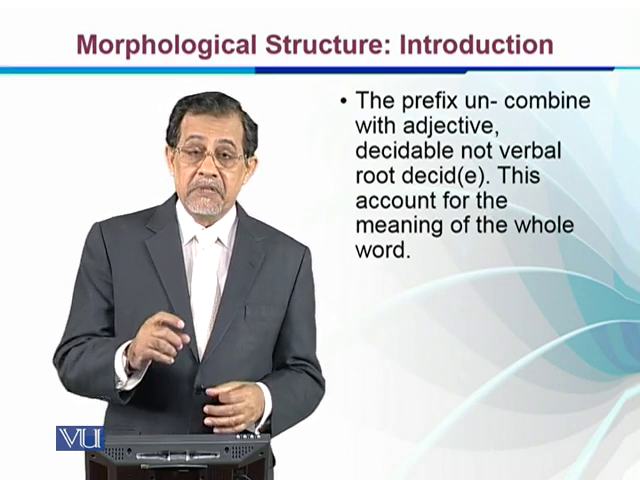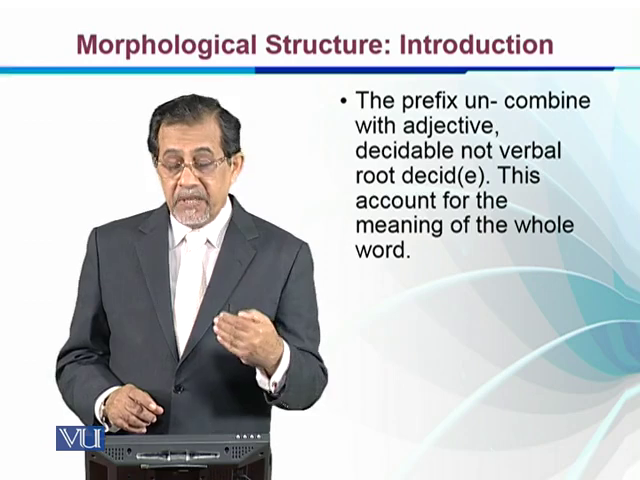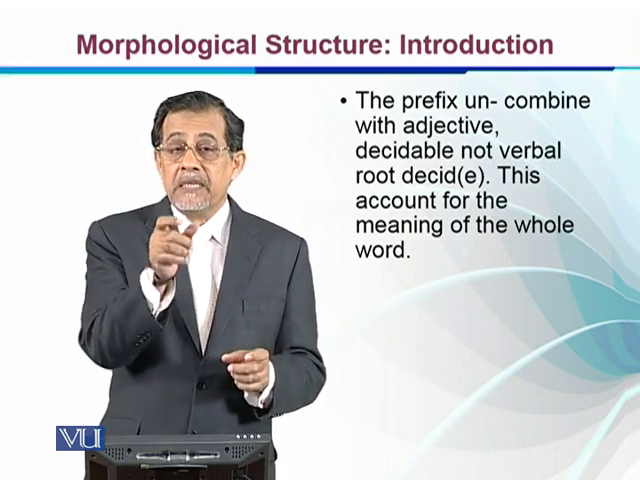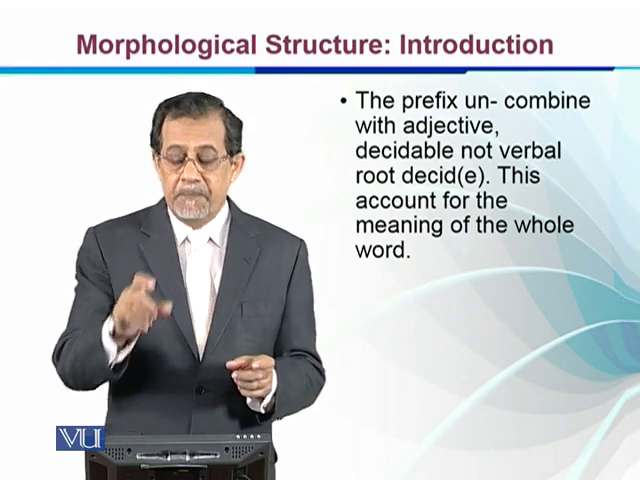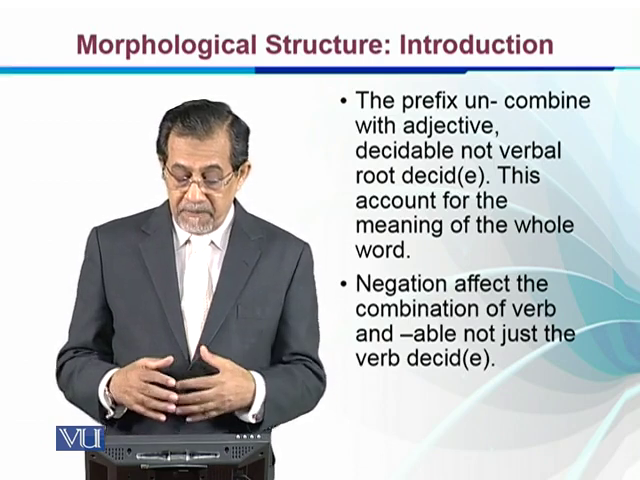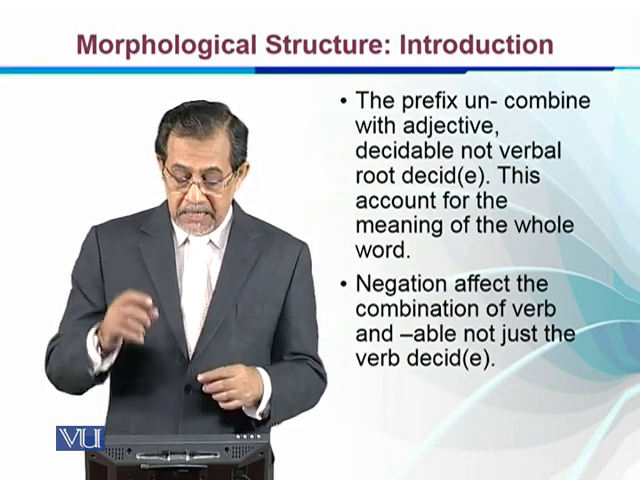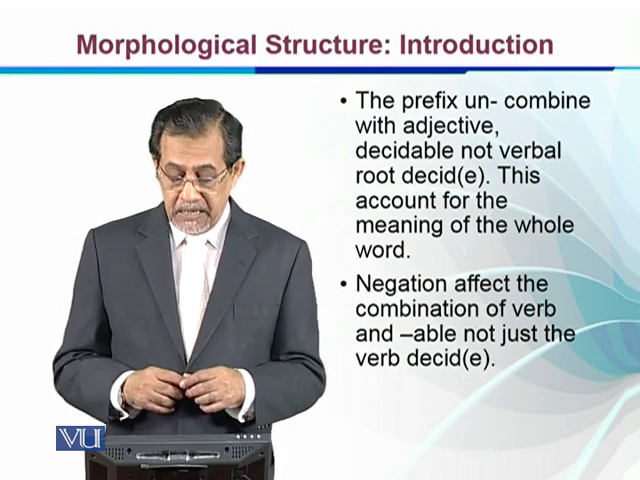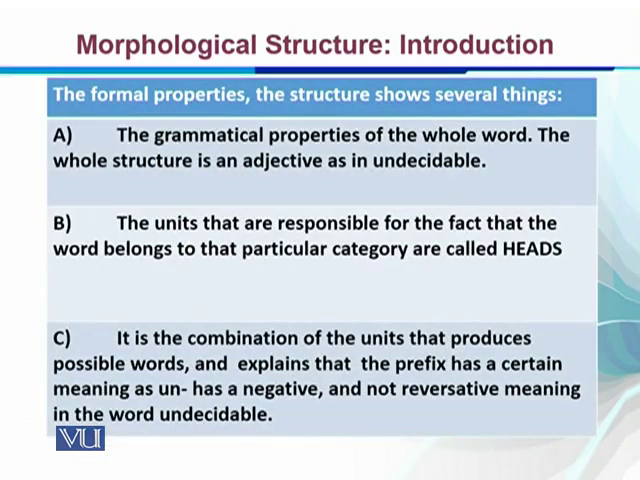So we can safely say that un is combined with an adjective, because it is able that has made decide an adjective. Otherwise, it was a verb. Negation affects the combination of verb and able, not just the verb decide. The formal properties: the structure of a word tells us a lot about the properties of the word, for example the grammatical properties of the whole word. When we look at the units, we know what class of word it is. Is it an adjective or an adverb? In the case of the word we discussed, we know that undecidable is an adjective.